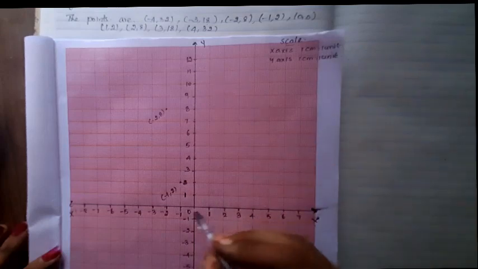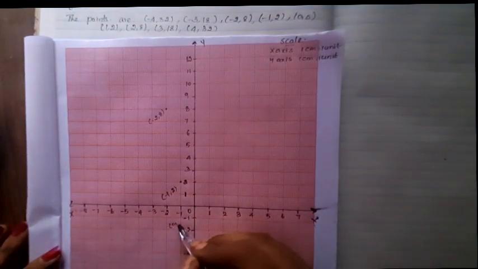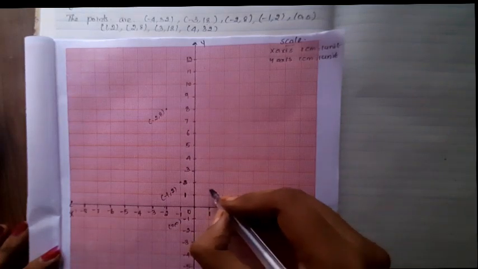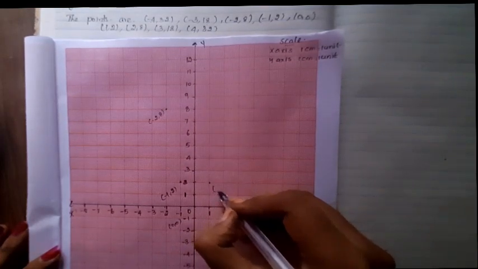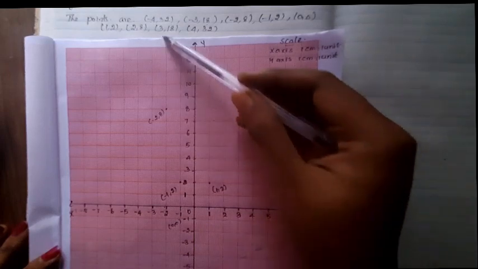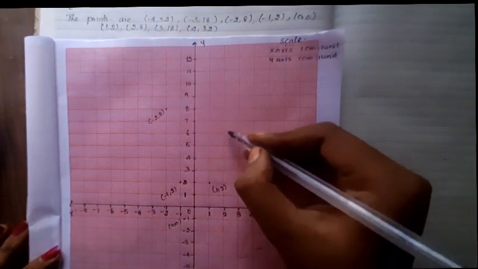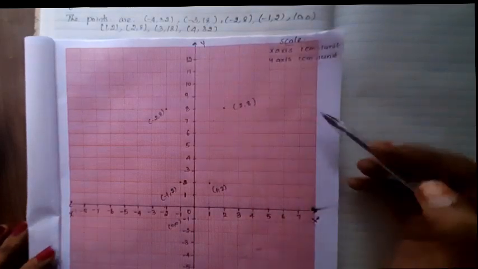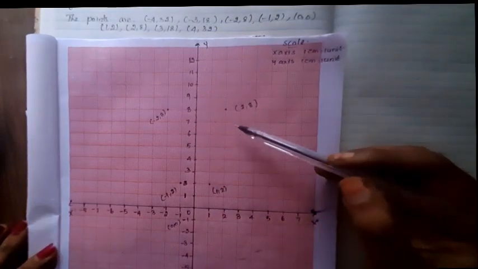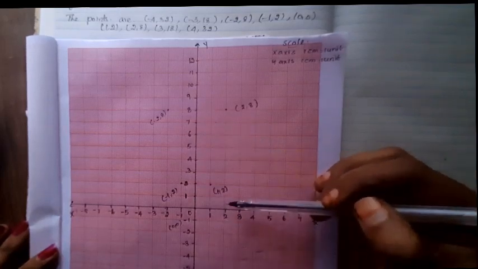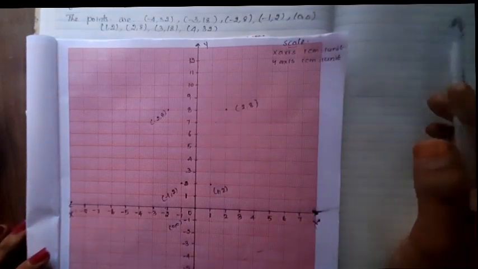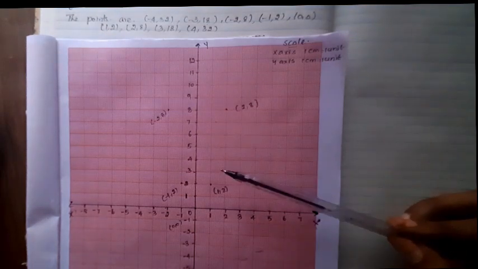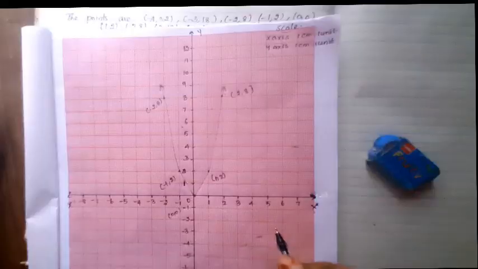Then 0 comma 0. You know this is known as 0 comma 0. Next 1 comma 2. It is known as 1 comma 2. Next 2 comma 8. I didn't plot the greater values; just plot these. After drawing the parabola, we can check, and if we need, we can plot them again. Then we join these points. We will get a parabola.